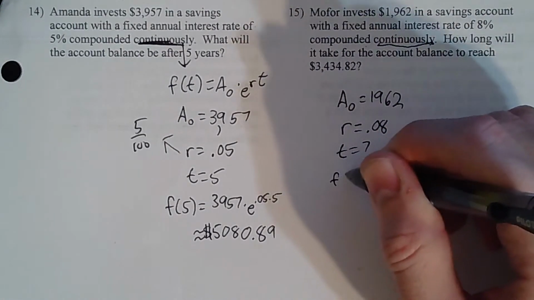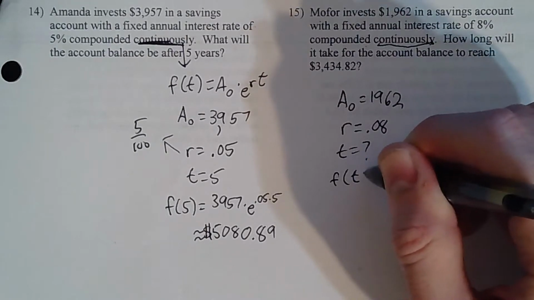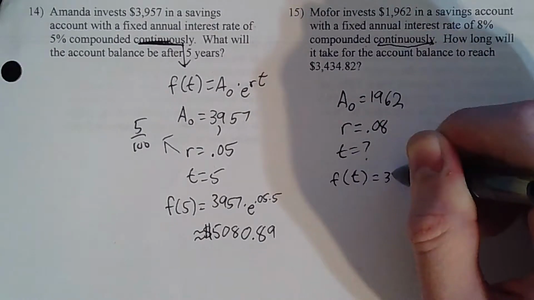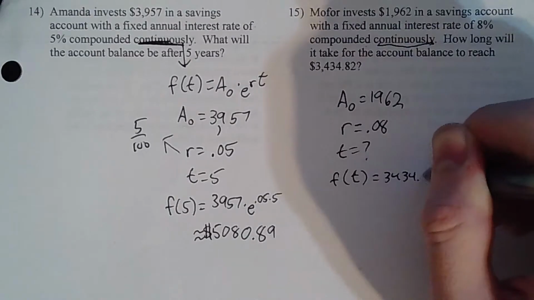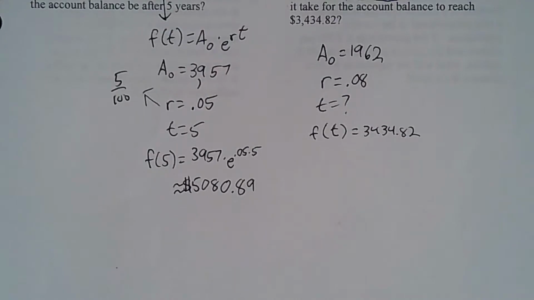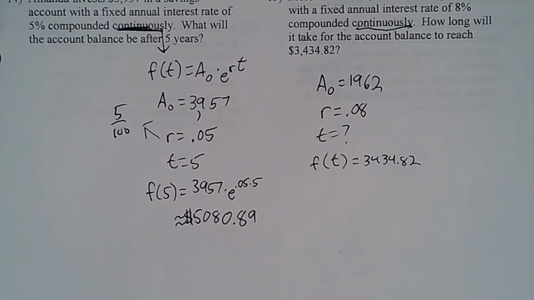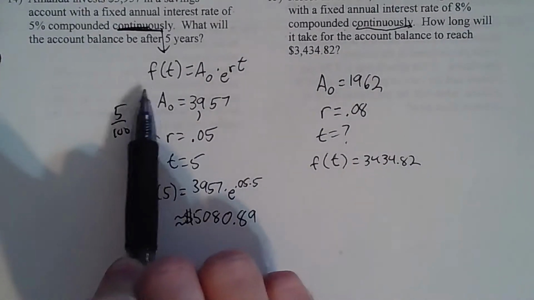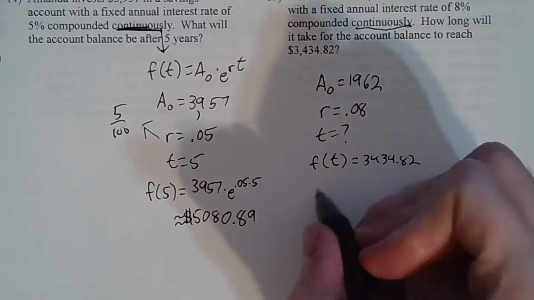Instead, we're given that f of that value t is equivalent to 3434.82. So we actually need to solve this equation for t. So solving this equation, what we actually need to do is set the entire thing up. So we're plugging this in, replacing it here.